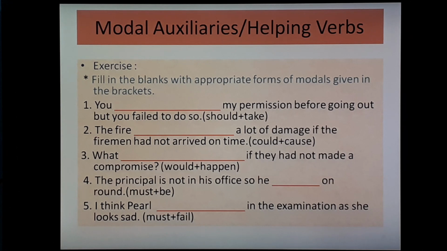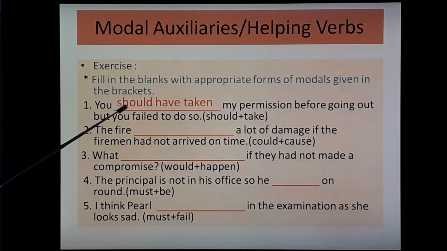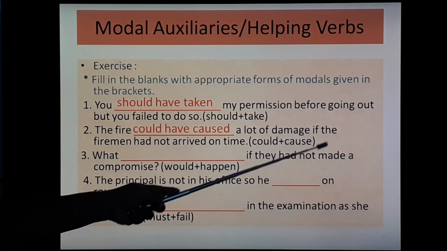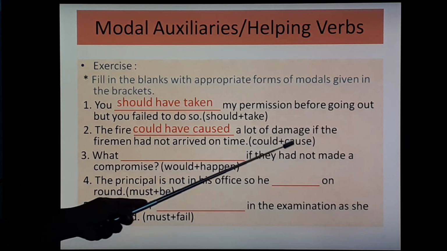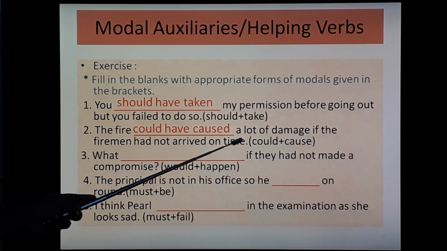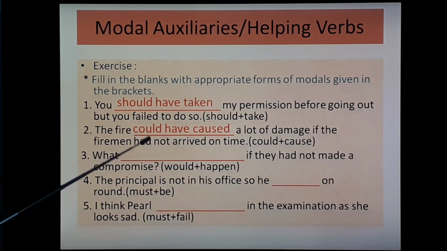Hope you have completed. Let's check answers. First, you should have taken. In the bracket should take is given, and this is active voice, that is why should have taken. Second, the fire could have caused a lot of damage if the fireman had not arrived on time. In the bracket could plus cause is given. So here active voice is there because after the blank you get the object, a lot of damage. That is why you have to use the perfect form, could have caused.